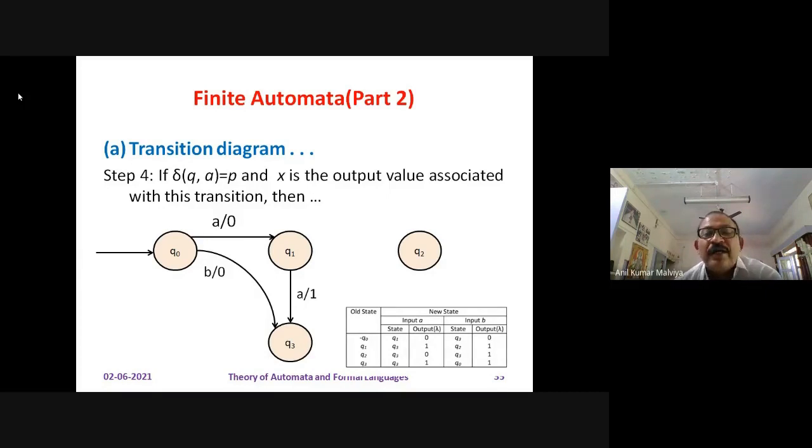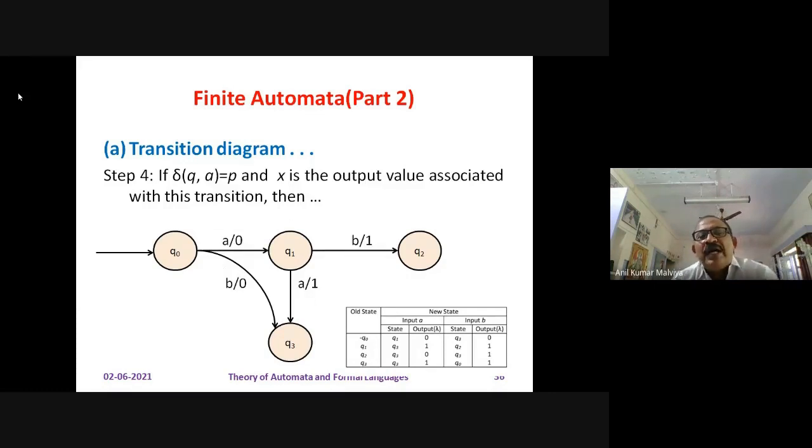Anuj Kumar Maurya, are you present in the class? Akhilesh Kumar. I think they are not in a class.